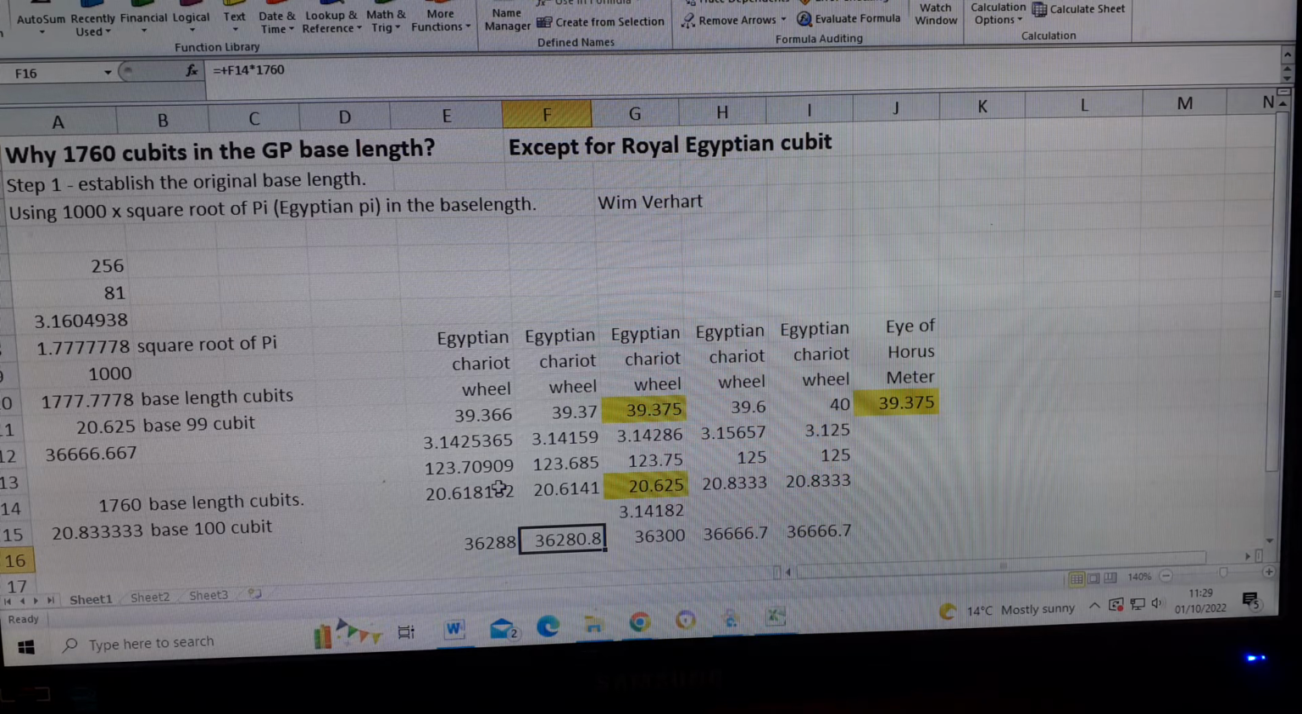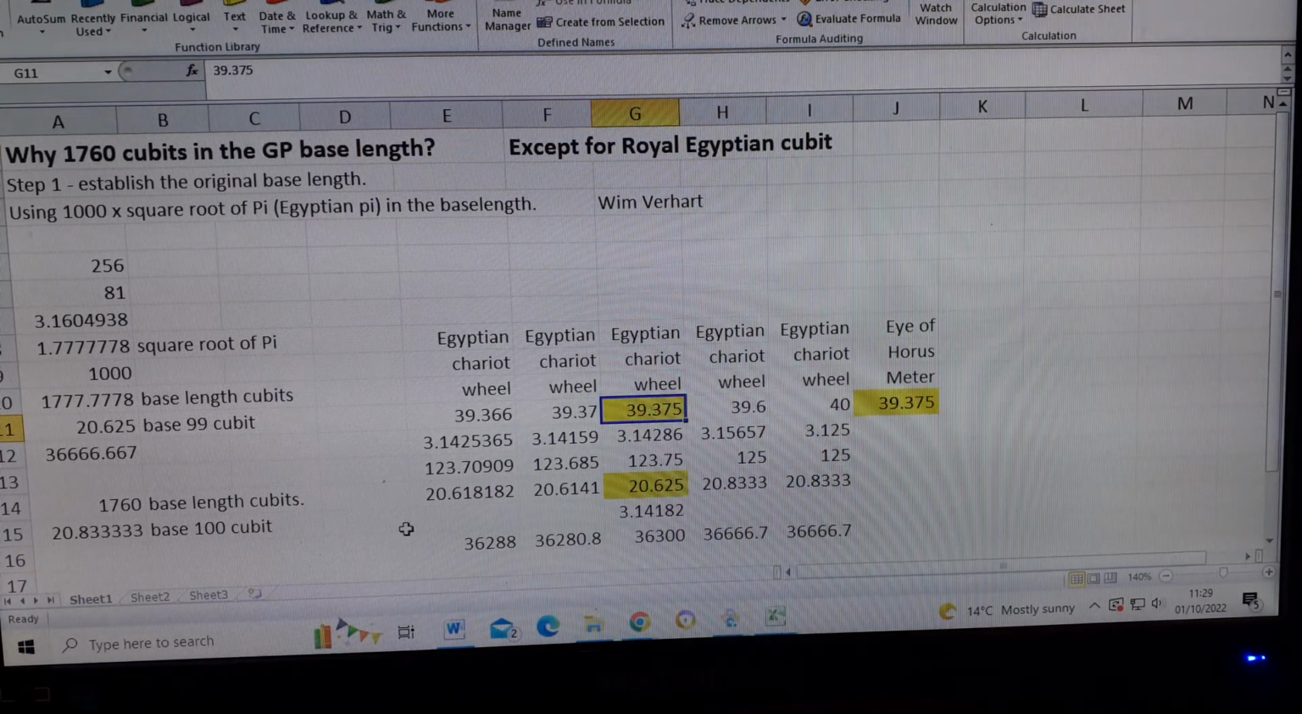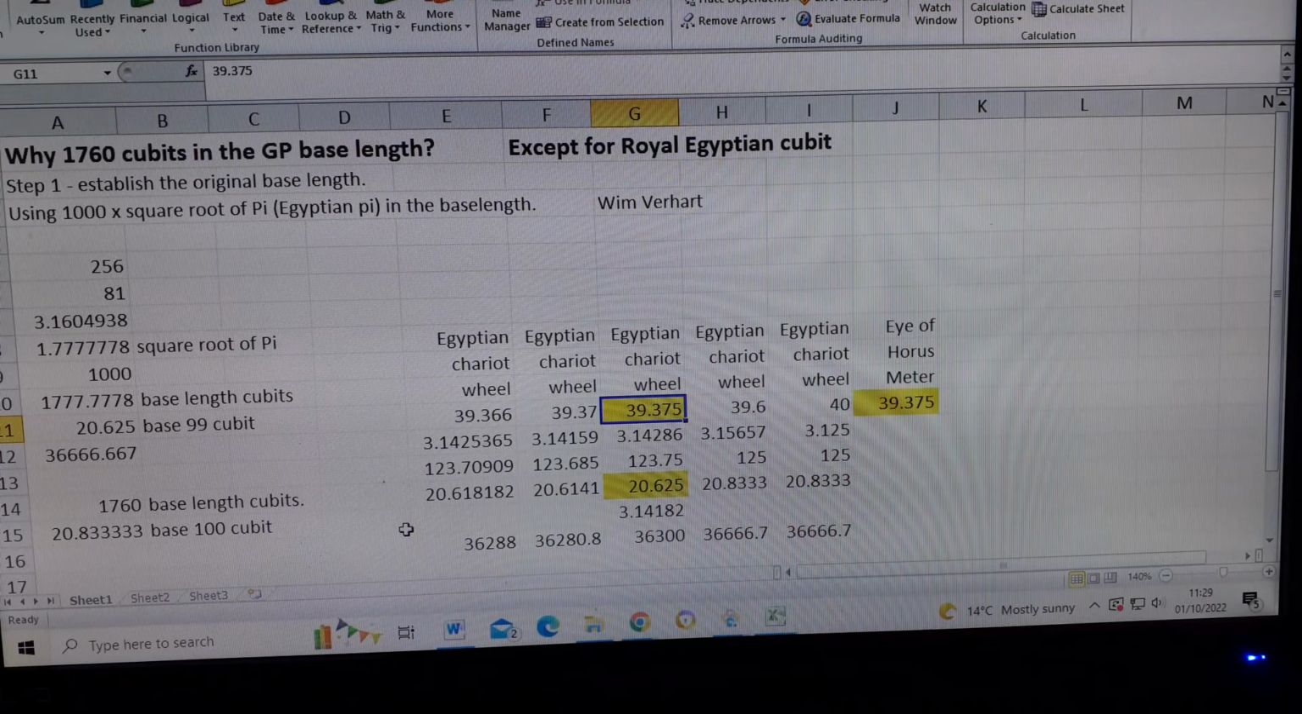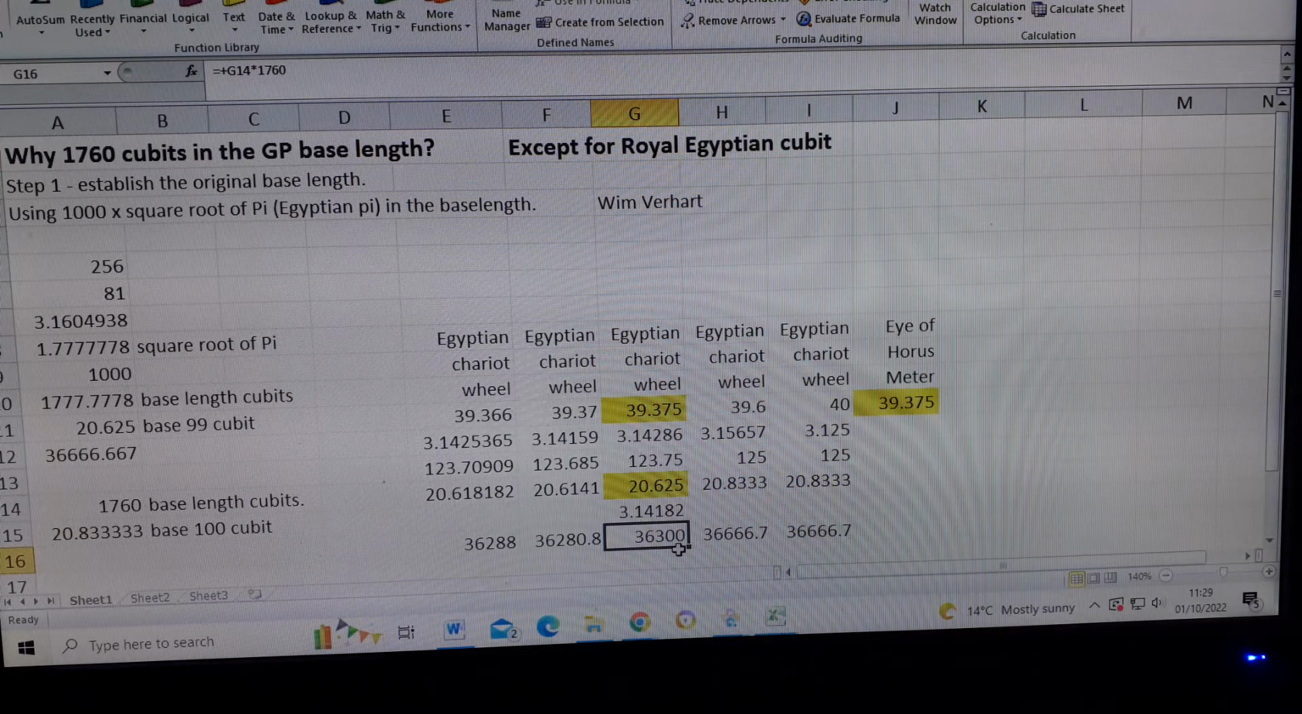And then we get to the actual meter that was being used, the Eye of Horus meter that was being used by the Egyptians, and it works with pi as 22/7, produces 123.75 inches in the circumference, and that's 6 Egyptian royal cubits of 20.625. Gives a Giza base of 36300. But that's when there's 1760 cubits in the base. When there are this number, it produces this figure.